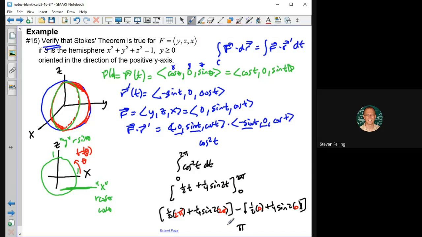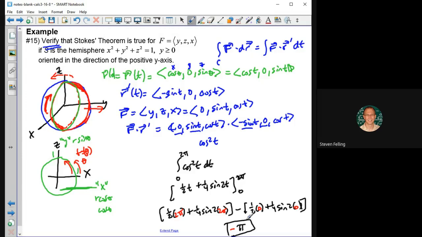But that's for theta going in this direction, right? Which is this direction. But they said that this is oriented in the direction of the positive y-axis, which means that the actual direction of rotation would be this. So the way we defined theta, the way we integrated was in the negative direction. So we have to make that negative. So this is negative pi. That's the answer.